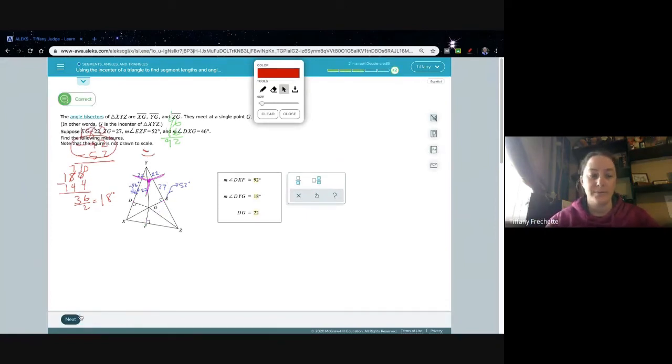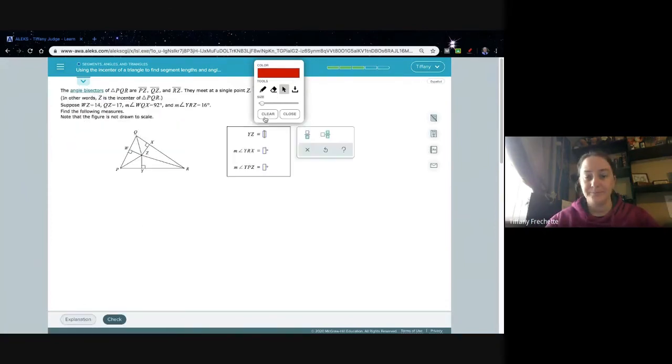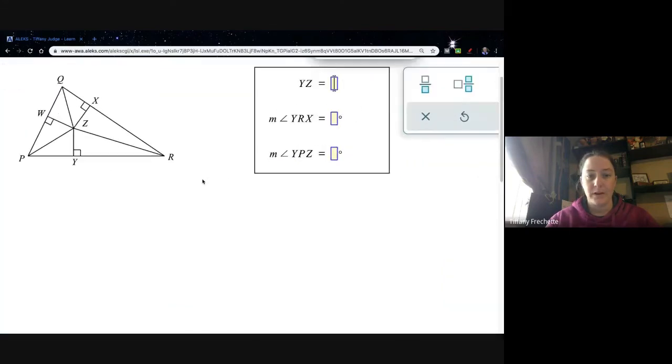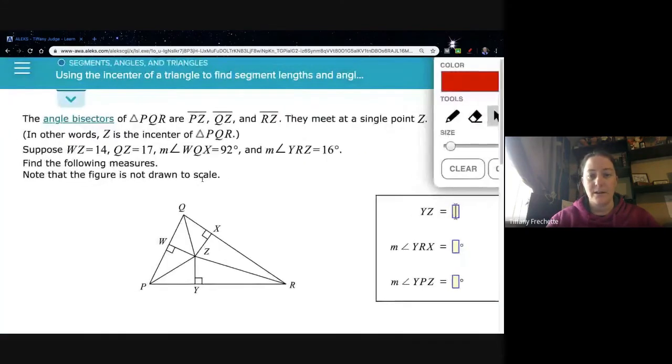All right, one more. Okay, so we're given 3 segments that are the angle bisectors of this triangle. They all meet at point Z, which is the incenter. So this right here, whoops, have to click my pen tool. This right here is the incenter. So this is the incenter, and that means all of these are the same.